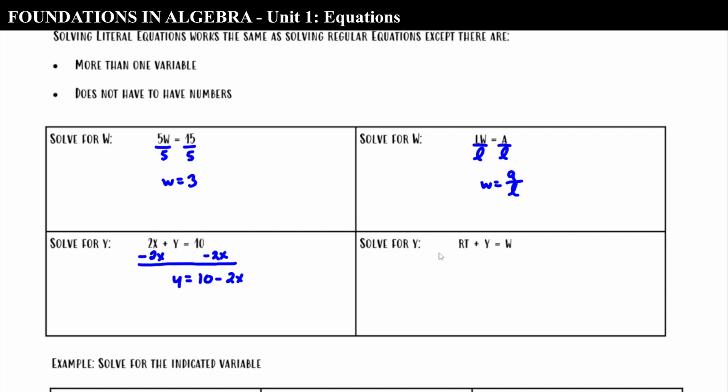So let's look at this one. Solve for y on this one. It's going to operate the same way. We want y by itself, so we're going to subtract RT from each side. And when we do, we get y equals W minus RT.